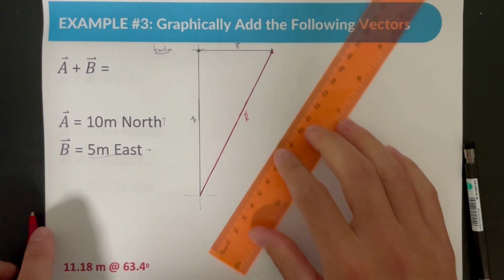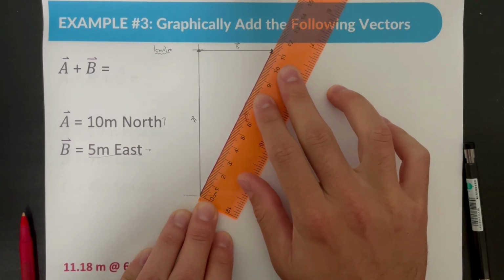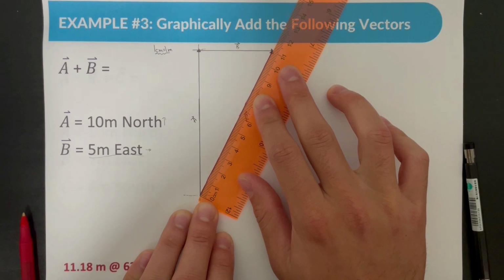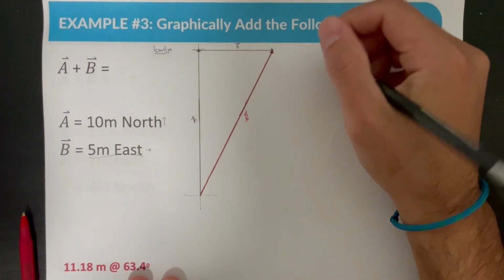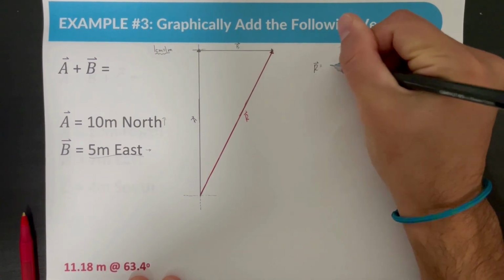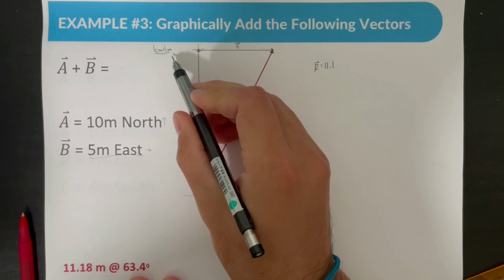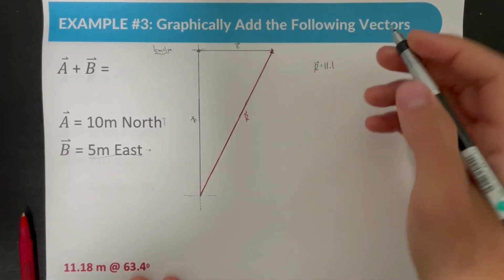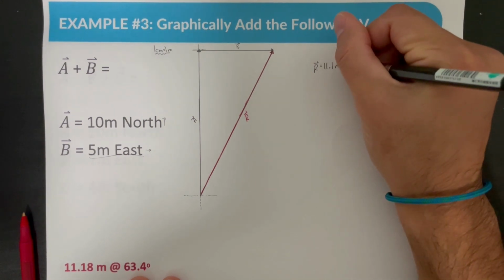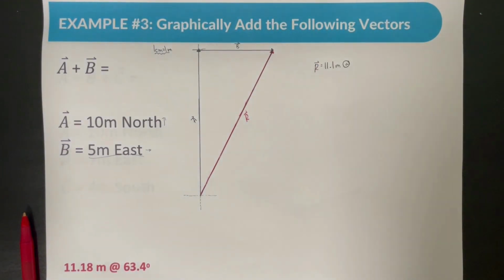And how I know what this is now is I'm just gonna measure it. Go from here to here. And that looks around 11.1, I'm gonna say. That's my estimation. So the resultant vector is equal to 11.1 centimeters. However, 1 centimeter is equal to 1 meter. And remember to put this down because this is part of your answer. 11.1 meters at, and now I have to do an angle.